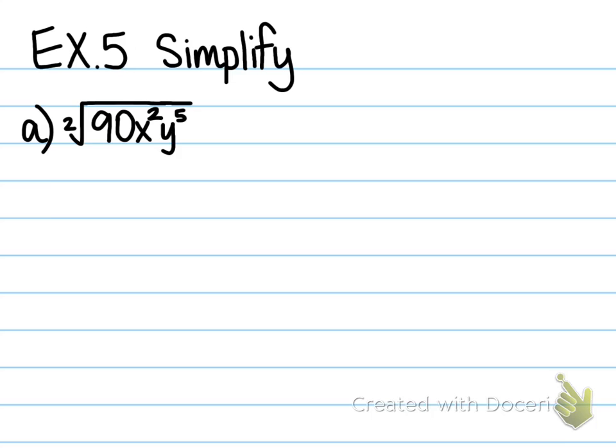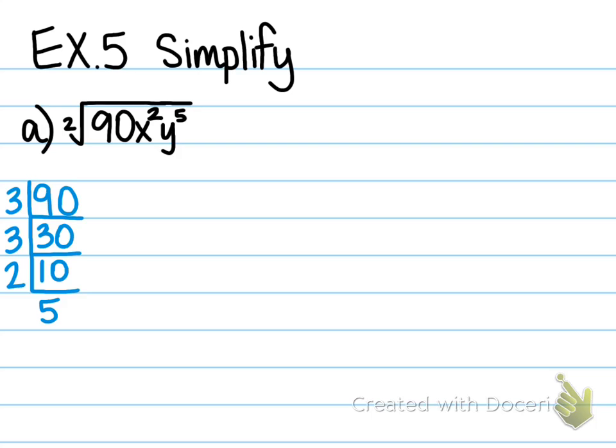So let's start with 90. I want to factor 90. I know that 3 goes into 90 30 times, 3 into 30 10 times, and 2 into 10 5 times. So everything on the outside is a prime number and cannot be divided out any further. Since it's a square root, I'm looking for pairs. I have a pair of 3's and then a leftover 2 and a 5. So those 3's get to come outside. The 2 and the 5 have to stay inside, together, so it's 2 times 5, which is the square root of 10.